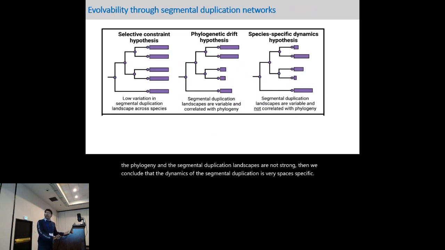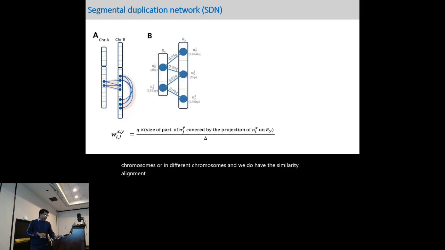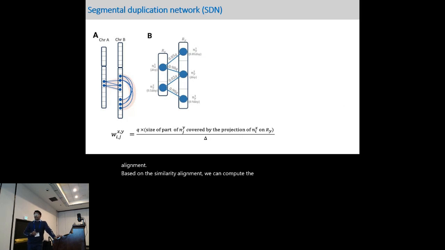As we said, we constructed the segmental duplication networks, and as we do not have the gene annotation for all of the 118 species, we made a uniform way to construct networks. We consider 5 kilo base pairs as a node in the chromosomes. A segment of a chromosome can be duplicated in the same chromosome or in a different chromosome, and we have the similarity alignment. Based on the similarity alignment, we can compute the network edge weights.